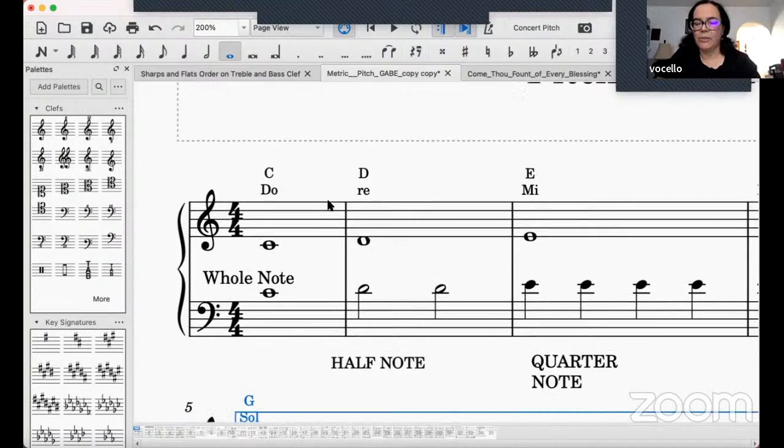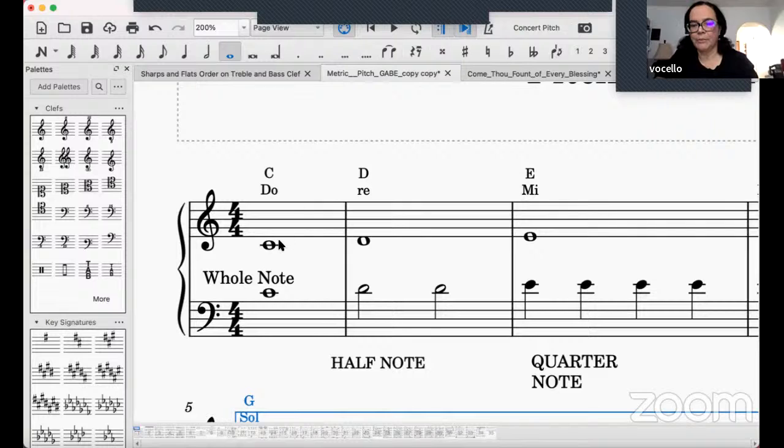The music staff is a group of 5 lines and 4 spaces. 1, 2, 3, 4, 5 lines and 4 spaces. 1, 2, 3, 4. So on the music staff, we can have just 9 notes, 5 for the lines and 4 for the spaces. We also have the ledger lines, those notes below the music staff and above the music staff.